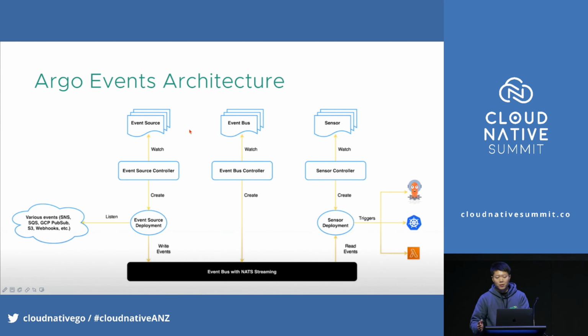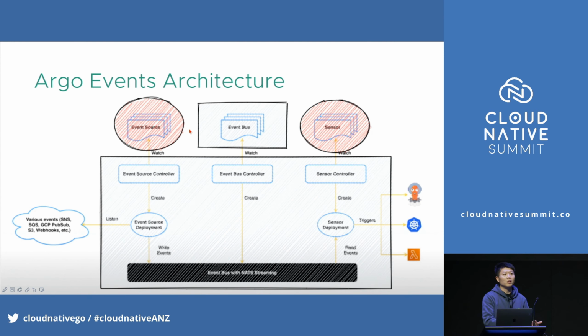On the other end, we have the sensor, which is again a custom resource. The sensor defines how you want to receive the messages and how you want to trigger something. For example, you want to trigger an Argo workflow, or an AWS Lambda function, or you can even create resources in the Kubernetes cluster. This architecture still looks very complex, right? But as an end user, we only need to care about the event source and the sensor, and we can leave everything else to Argo Events.